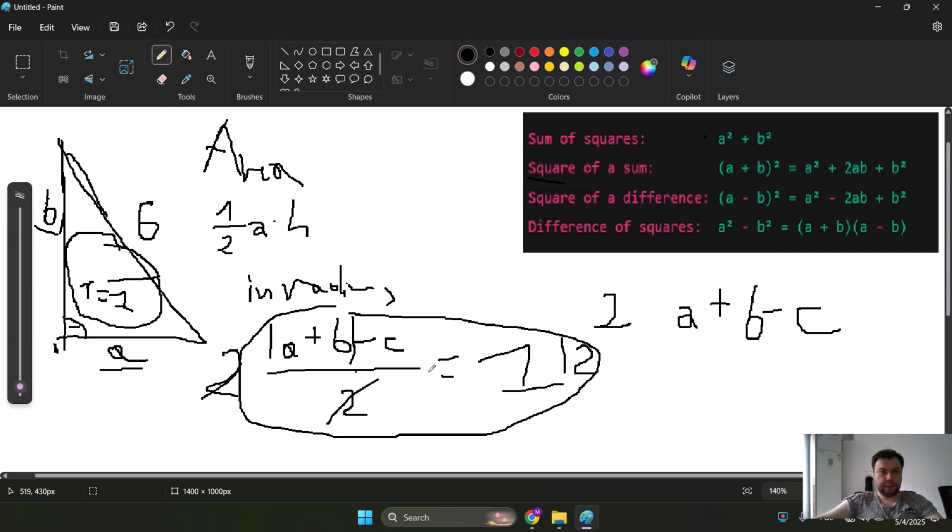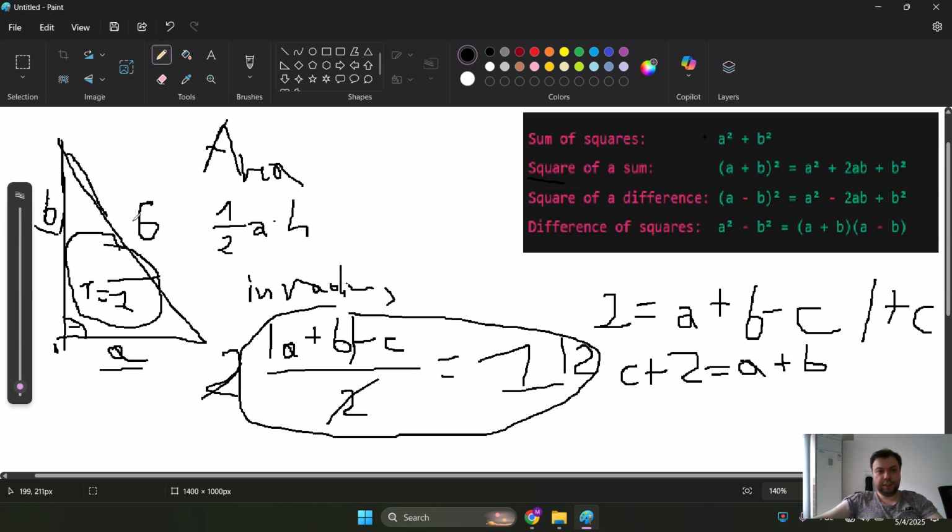I correct this. Okay, 2 equals a plus b minus c. And again, now we will add c to both sides to eliminate c from one side, because it will cancel out minus and plus. So we will see that c plus 2 equals a plus b.